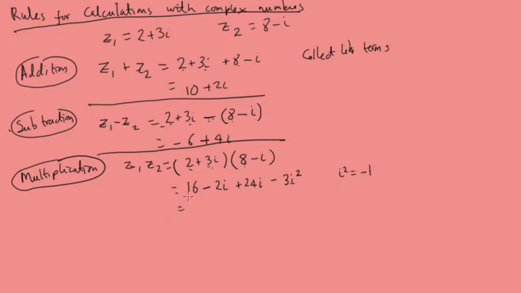So now we gather like terms. So we've got 16, and that's going to be minus 2i plus 24i, which is going to be plus 22i. And this here, we've got minus 3, but we've got times by i squared, so that's going to become minus 1. That's then going to become plus 3. So for completeness here, we've got 19 plus 22i.